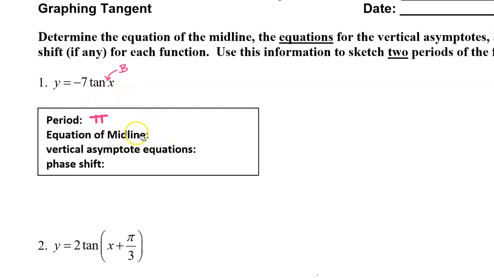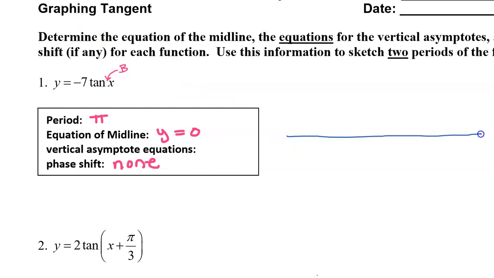Let's talk about the equation of the midline. I can see that there is no vertical shift. There's no number being added onto the end. That means that the midline will be y equals 0. It'll be the x-axis. I can see there is no phase shift for this first problem because you get a phase shift when you have something like x minus pi over 2 in parentheses. So nothing is being added or subtracted directly to the x value, so there is no phase shift. So let's go ahead and start doing this graph.